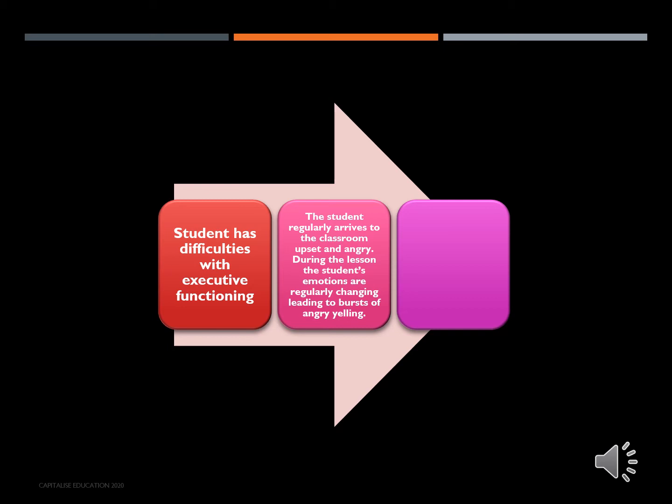The characteristic of our hypothetical student on the autism spectrum is that he has difficulties with executive functioning. The functional impact of this is that the student regularly arrives to the classroom upset and angry. During the lesson, the student's emotions are regularly changing, leading to bursts of angry yelling.